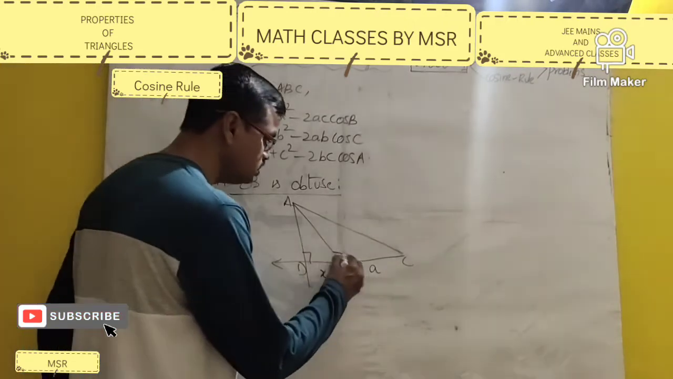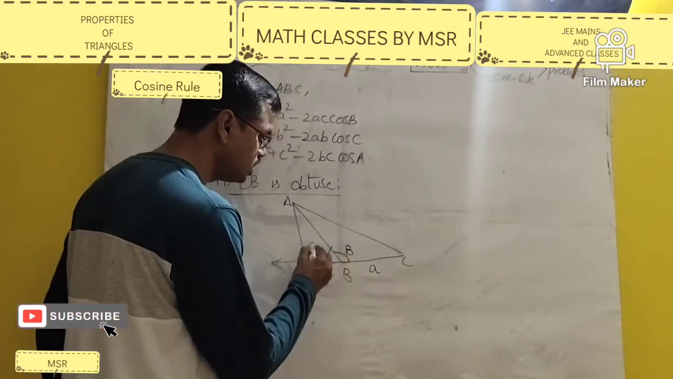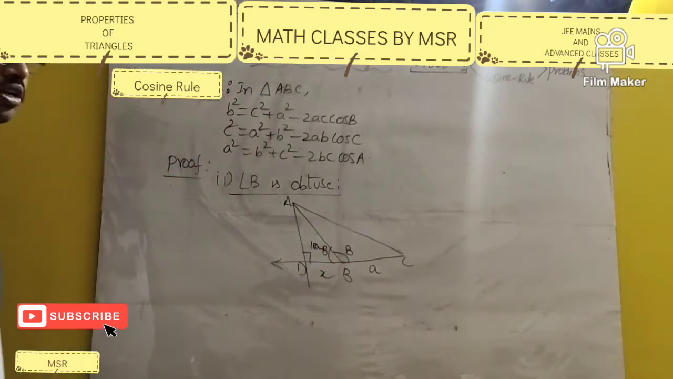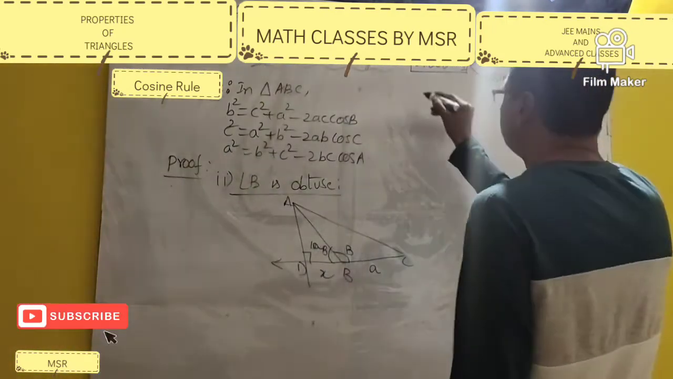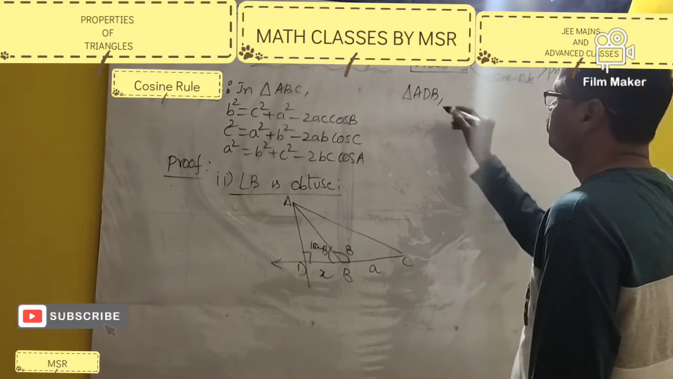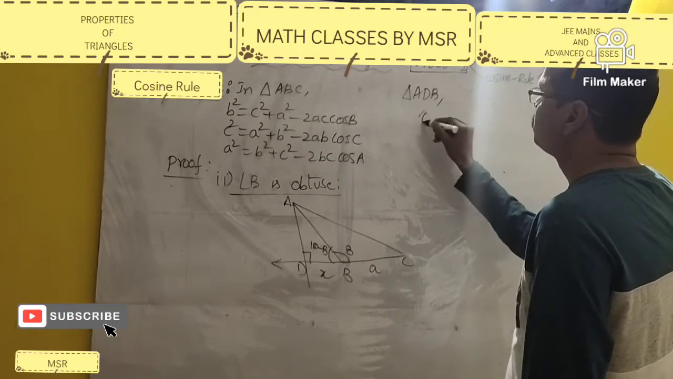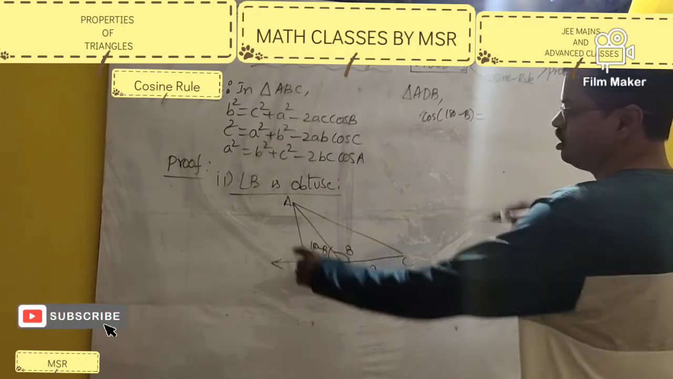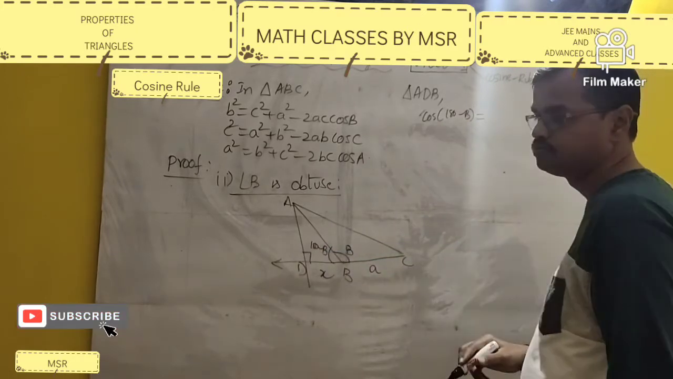Now this angle is B. What will be this angle? 180 minus B. Yes or no? Linear pair. Now take the triangle ADB. Cos of 180 minus B is equal to AD by X.